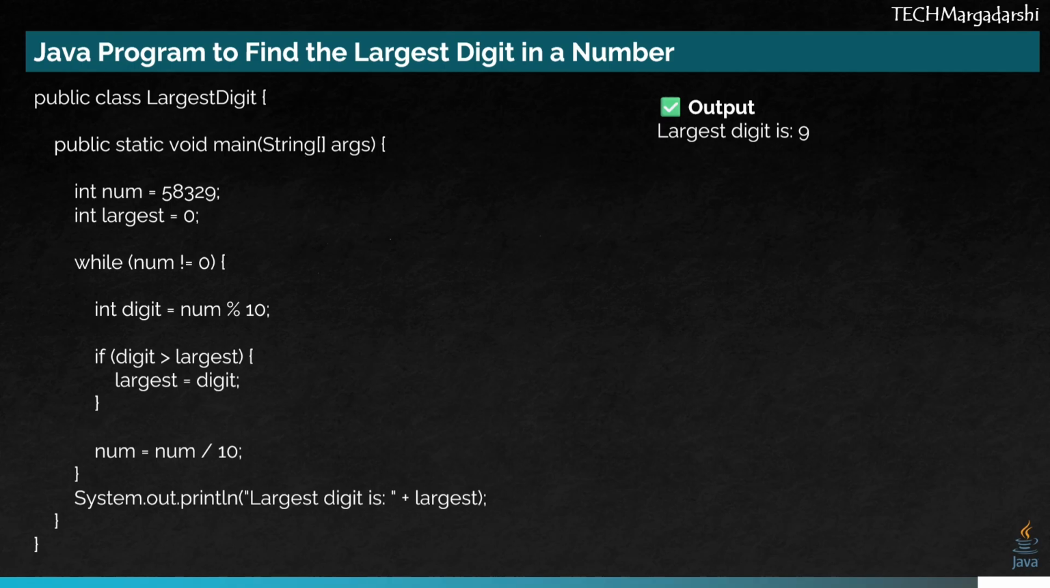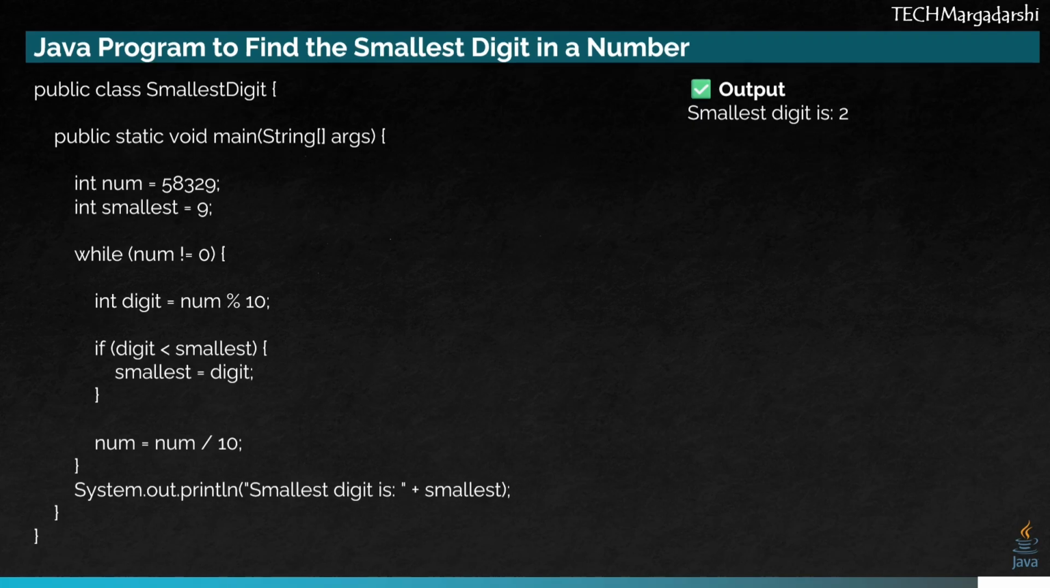After checking every digit, the largest digit is stored in the largest variable. For the number 58329, the largest digit is 9. This program helps us understand digit extraction, comparison, loops, and logical problem solving in Java. Now, let's understand how to find the smallest digit in a number using Java.